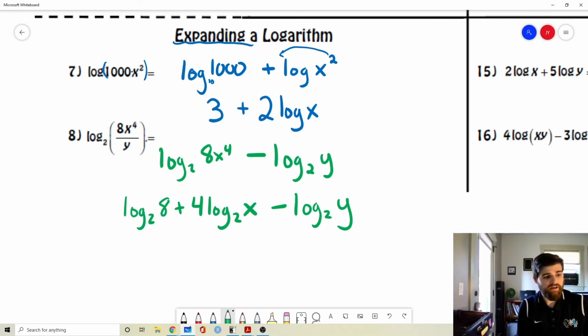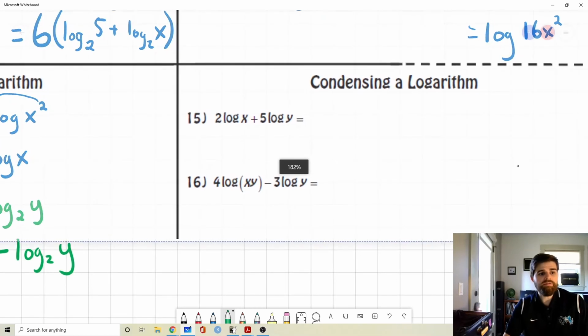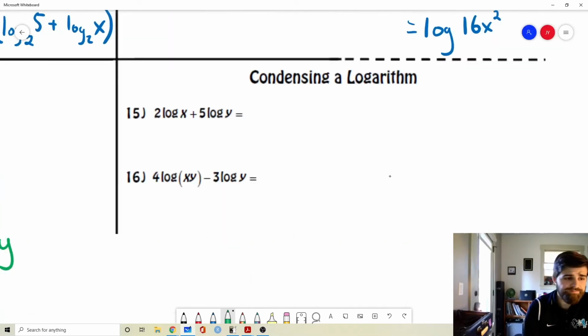So over here I've got 2 to what power gives me 8? That's just 3. 2 to the 3rd power gives me 8. And then I've got my x part, my y part, so we can solve from here if we had more information. And finally, we can condense our logs using these same rules.